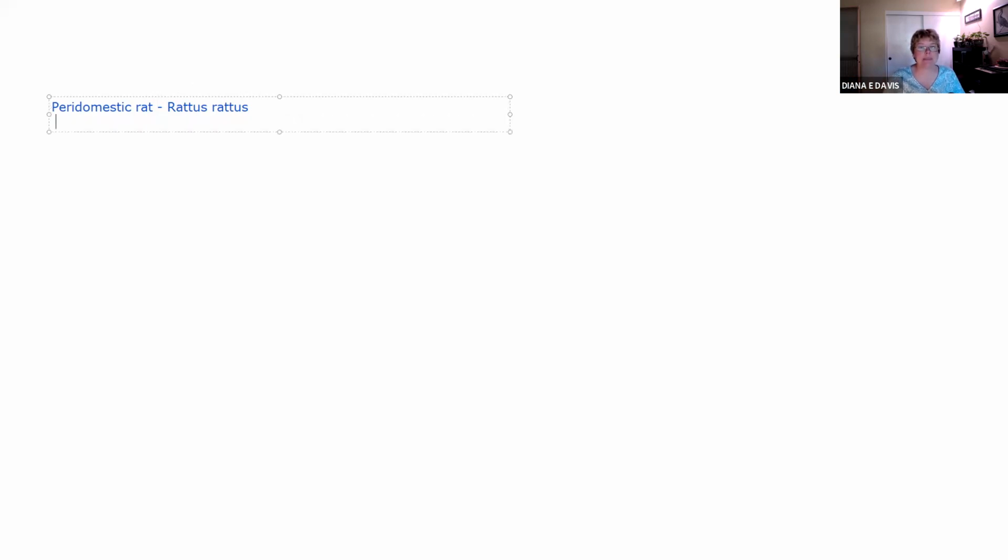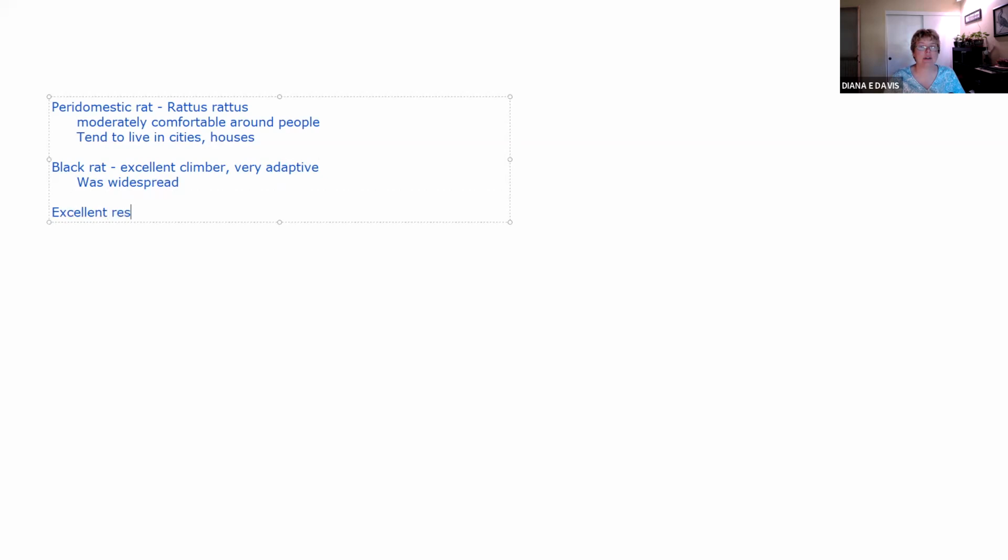So Rattus rattus generally is more comfortable with people. So it's moderately comfortable around people. Tend to live in cities, in houses, and that kind of stuff. And this is also known as the black rat, which is an excellent climber. So they would often live up in the roof, very adaptive. And during the 1300s was widespread. This was an excellent reservoir for plague.